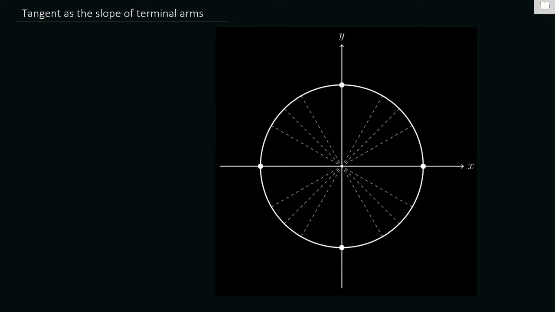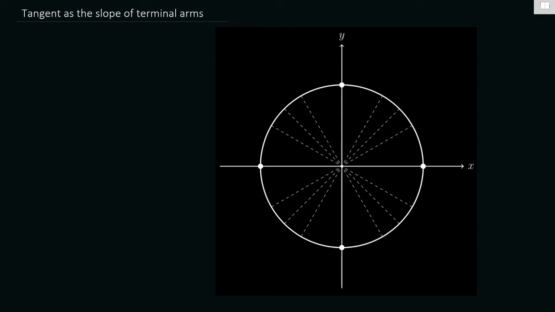Hi everyone. In this video we're going to talk about tangent in the unit circle. In particular, what is the tangent of a terminal arm on the unit circle? So if you watched my last video on sine and cosine in the unit circle, you'll notice a conspicuous absence of any discussion of tangent at all.